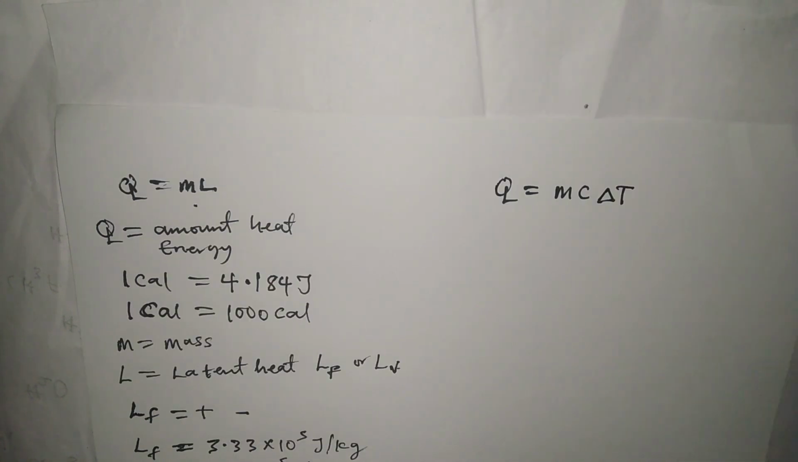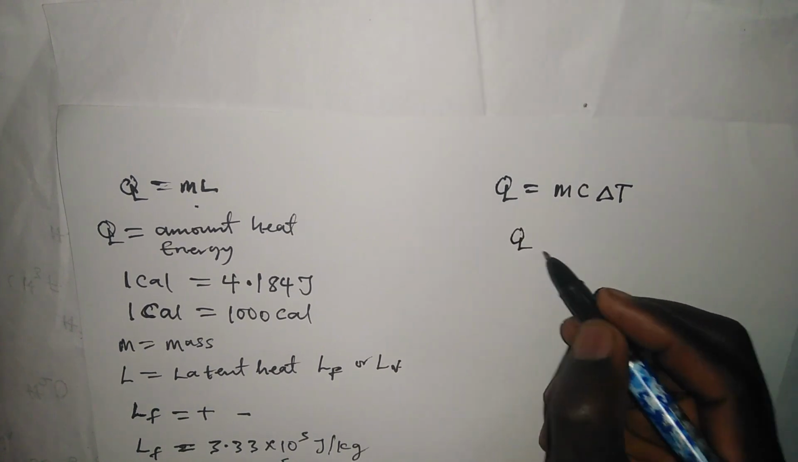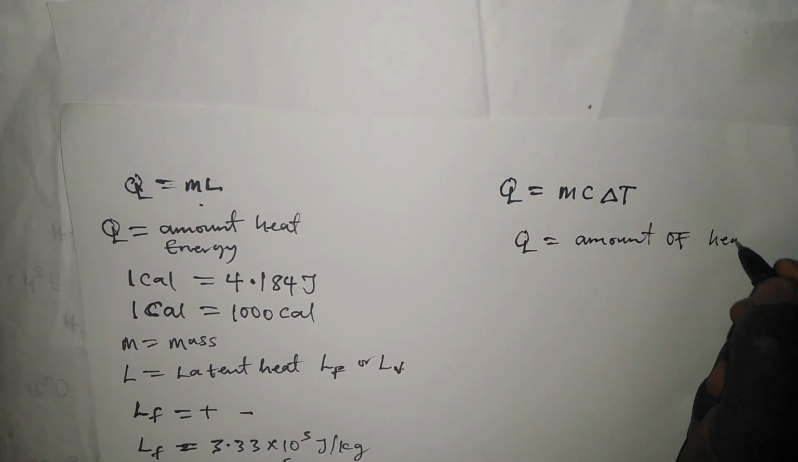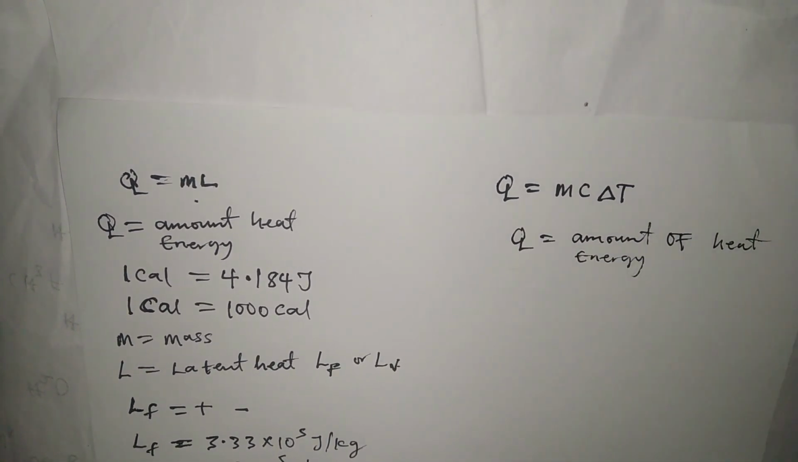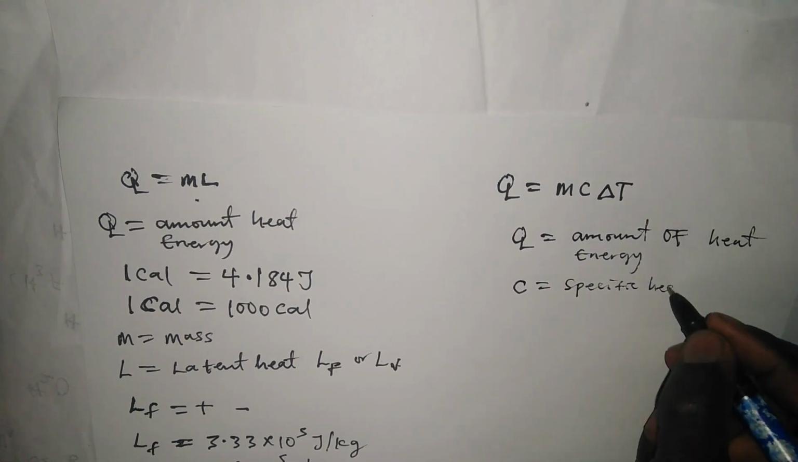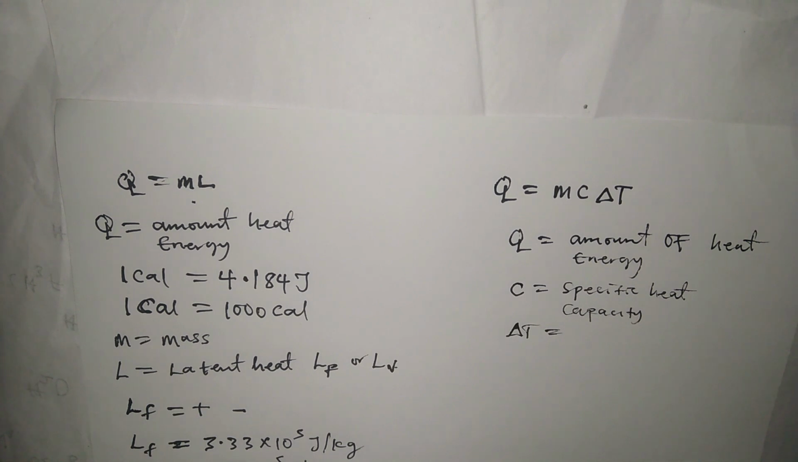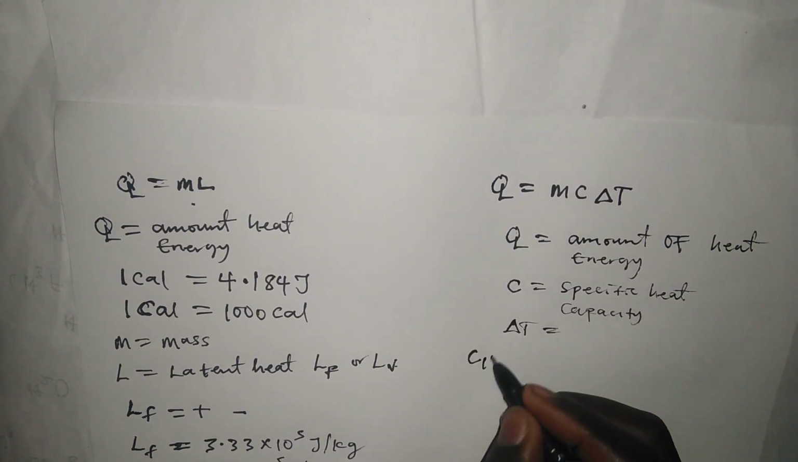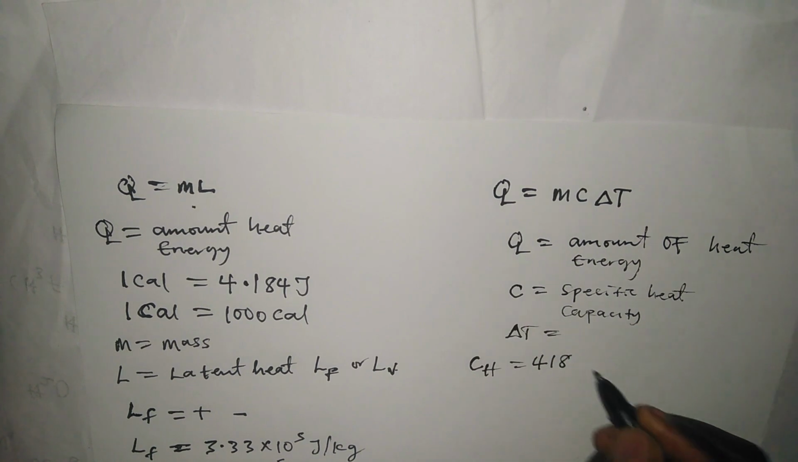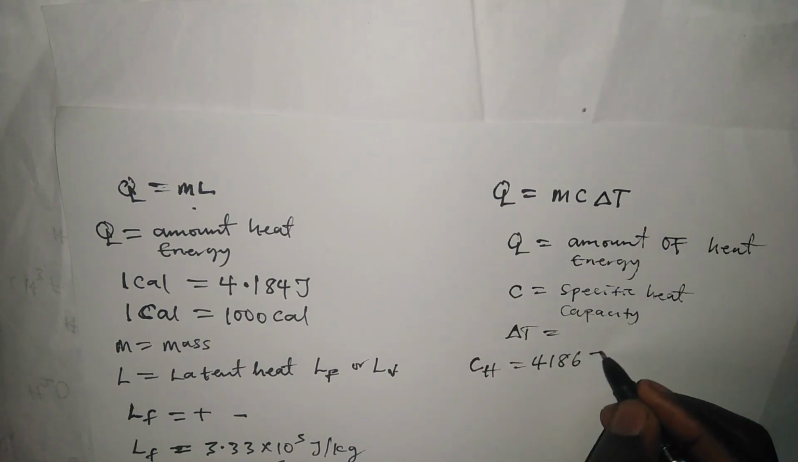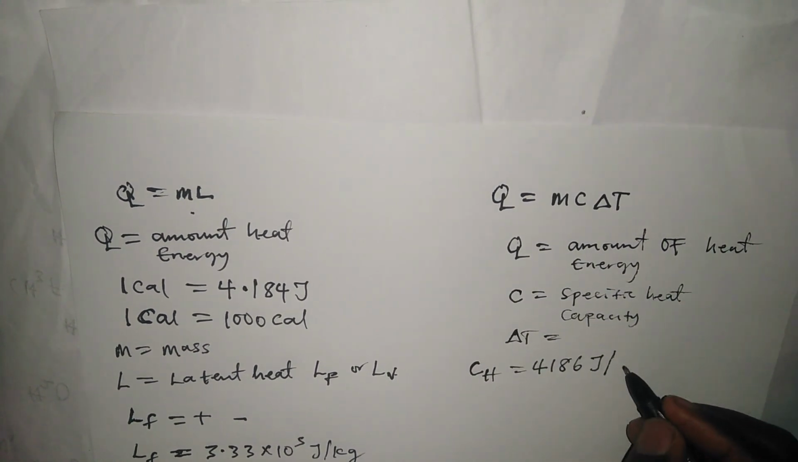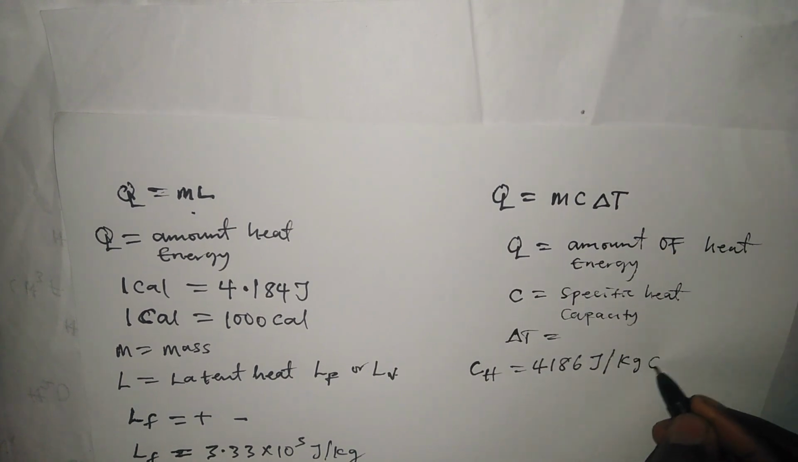Now, for this other equation, Q is equal to mcΔT. This equation is used when there is a change in temperature. So the parameters in this equation: Q is equal to the amount of heat energy, c is equal to specific heat capacity, ΔT is change in temperature. Now, for the specific heat capacity c, let's say water. The specific heat capacity of water, we will use cw, is equal to 4186 joules per kilogram per Celsius.